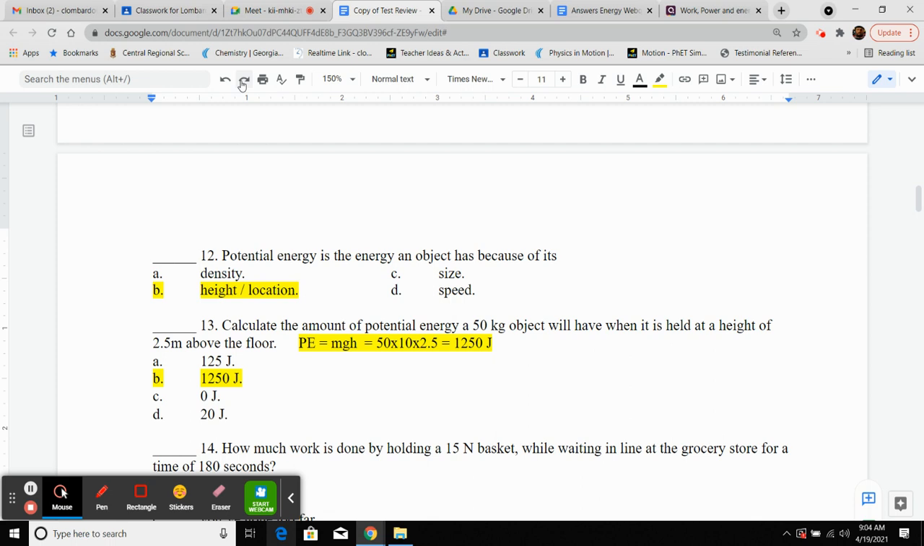What does that say? 50 times 10 times 2.5 equals 1,250 joules. Bam. Honestly, I'm surprised no one else has said it.